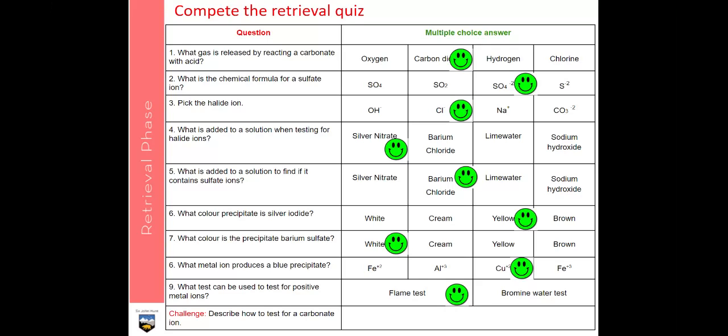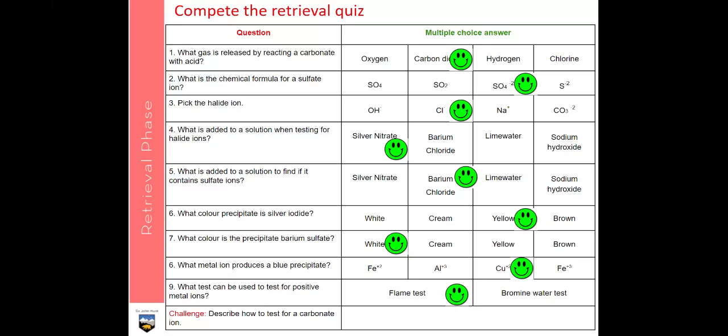Number 4, if you're testing for halide ions, you use silver nitrate solution. If you're testing for sulfate ions, you use barium chloride. Now, the colour of silver iodide is yellow. The colour of barium sulfate is white. The ions that produce a blue precipitate are copper 2+ ions. And you can use a flame test to identify positive metal ions.